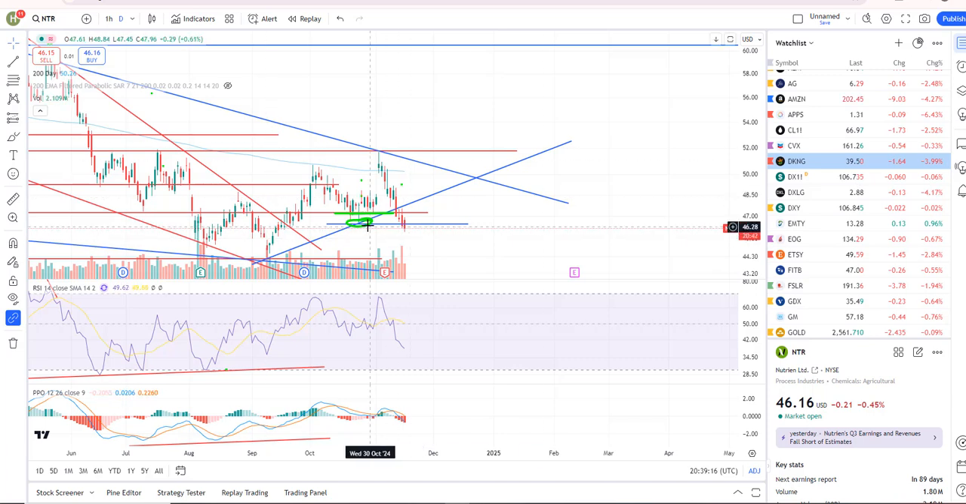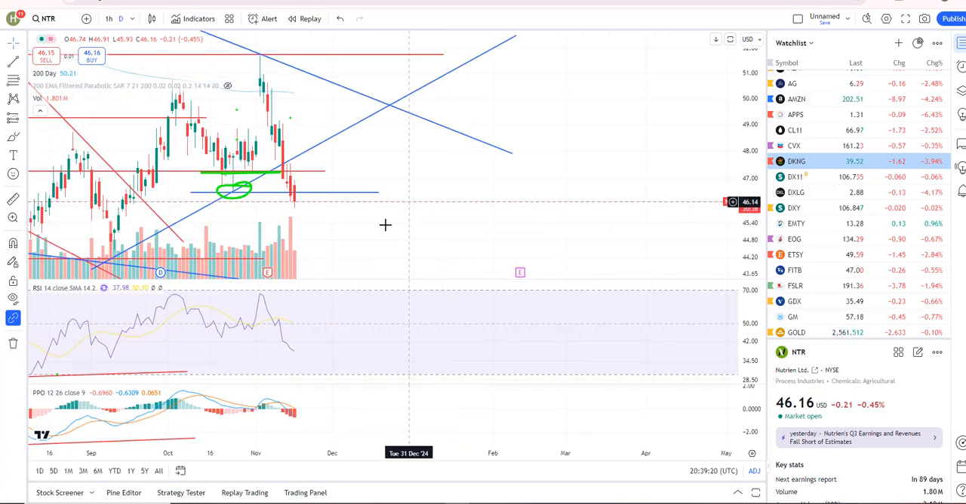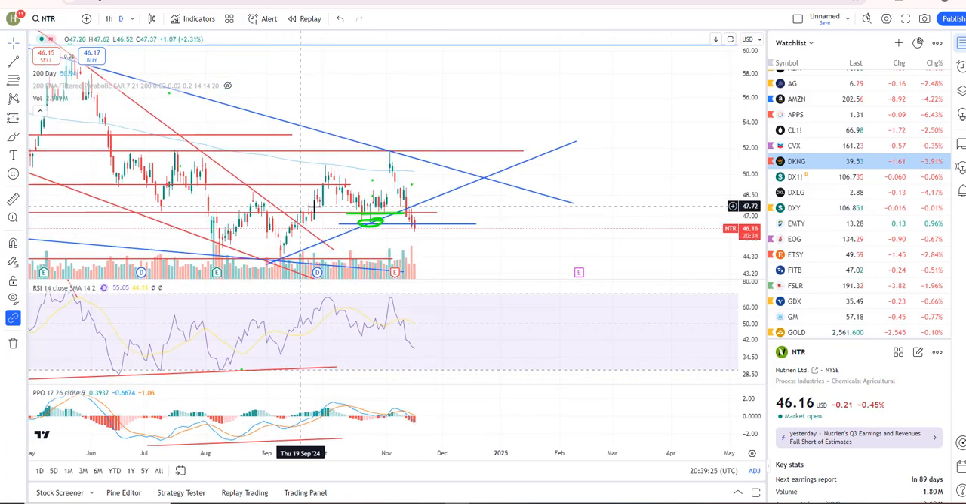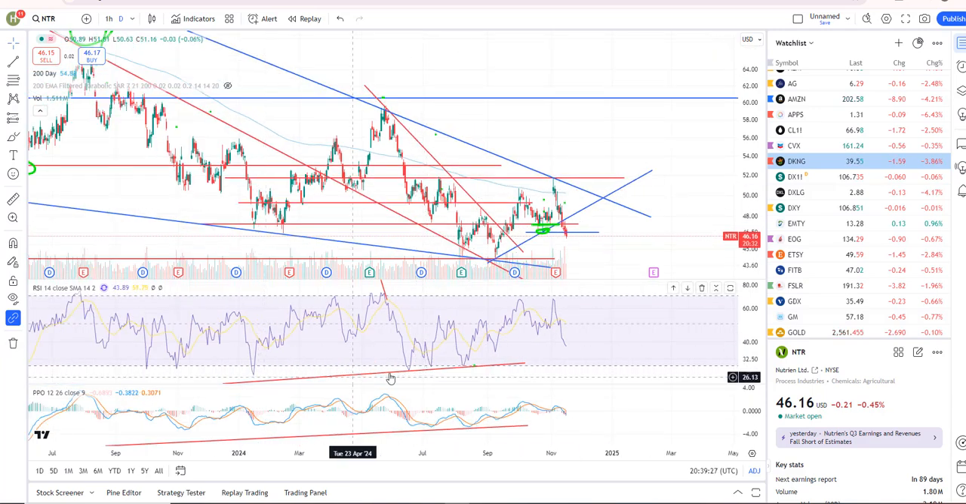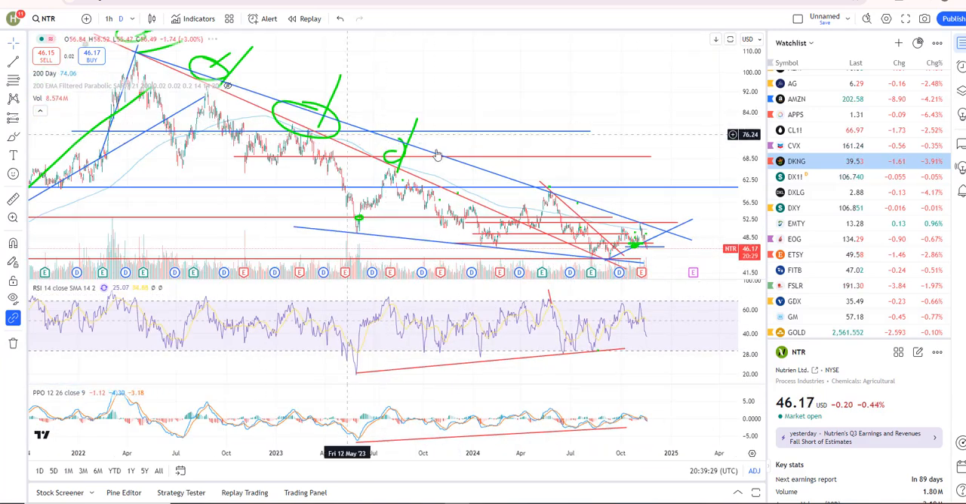Some of these long trade ideas like NTR and MOS still look okay. You can see NTR still hanging in there at support. Nothing has really technically changed. We still have the big bullish divergence. Lots of patterns have played out. I've messed with some of the weekly charts.